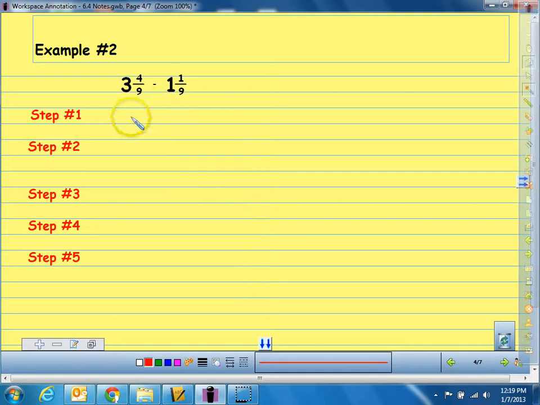So step 1 again, we're looking for common denominators. We have them. We've got 4/9 and 1/9. So we're going to go ahead and take 4/9 and we're going to subtract 1/9. When we do that, 4 minus 1 is 3, and we still have a 9, so we have 3/9. Then we go 3 minus 1, so we end up with a 2. So our answer is 2 and 3/9.